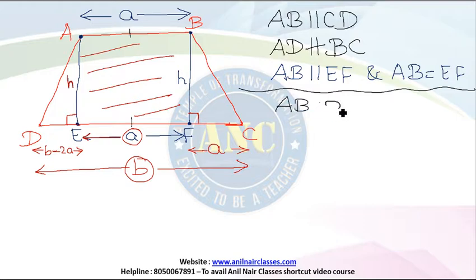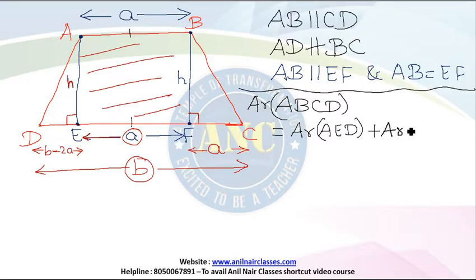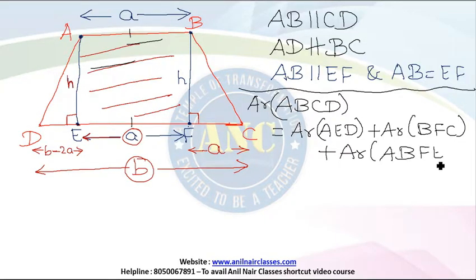ABCD is equal to the area of triangle AED? There is a right angle triangle called AED, and another right angle triangle called BFC. I will combine these two right angle triangles with the rectangle ABFE. If I add these three areas, I will get the area of my entire trapezium.